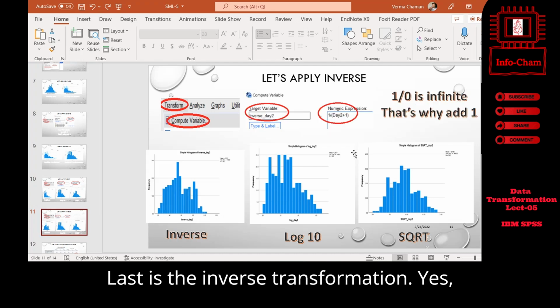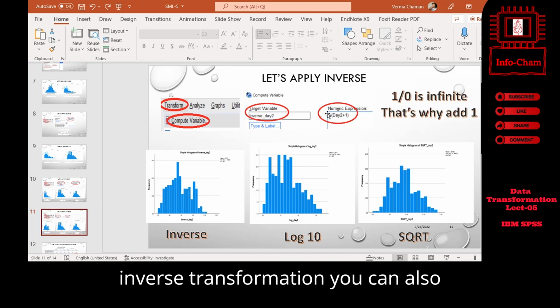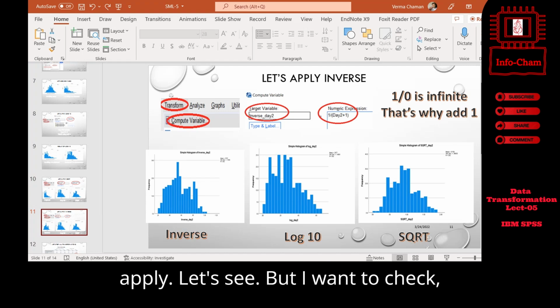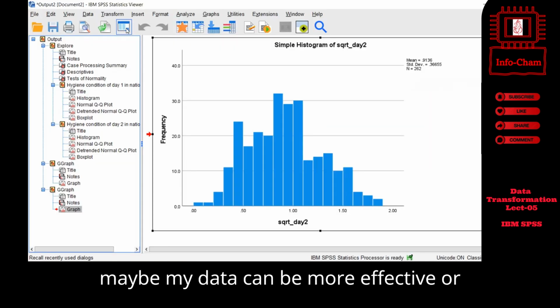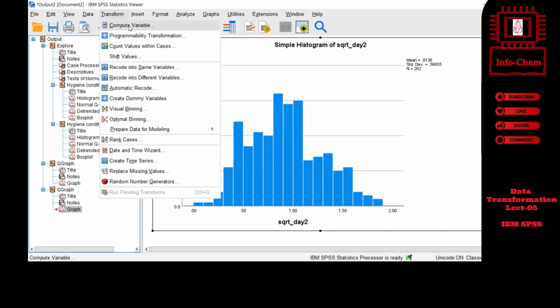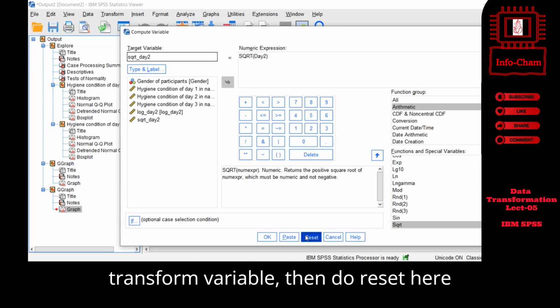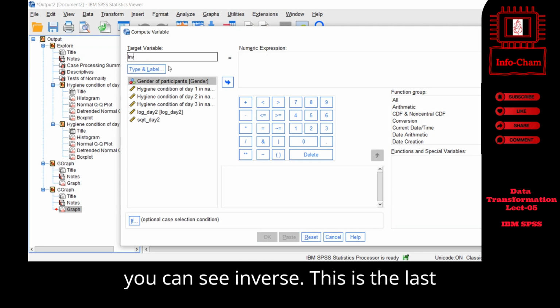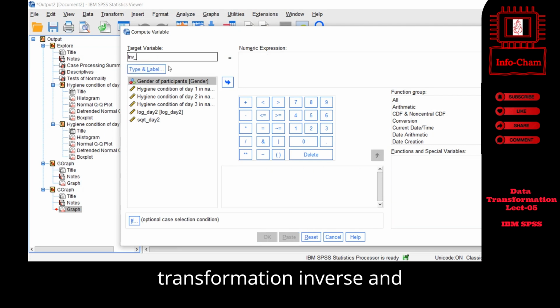Last is the inverse transformation. Yes, inverse transformation you can also apply. Let's see, I want to check whether my data can be more effective or not. You can use Transform Variable, then do Reset. Here you can see inverse. This is the last transformation, inverse, and Day 2, just for memorizing.